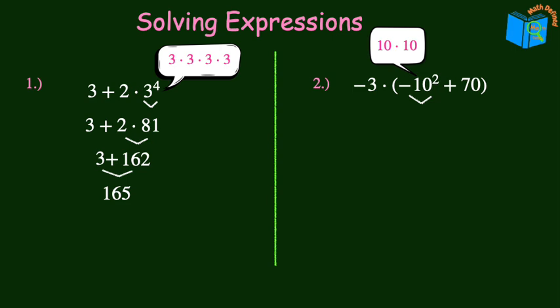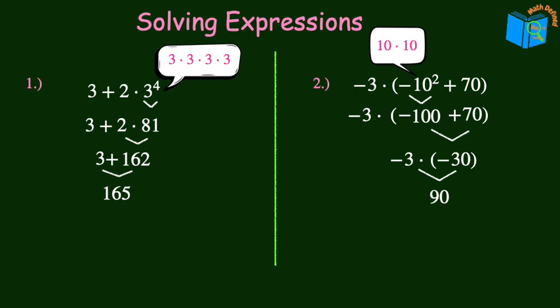Positive 10 squared is 100, and we'll bring down the negative sign along with the rest of the expression. We still have the parentheses, so the next operation is to combine, or add, negative 100 plus 70 to get negative 30. And the last operation is multiplying negative 3 to negative 30 to get positive 90.